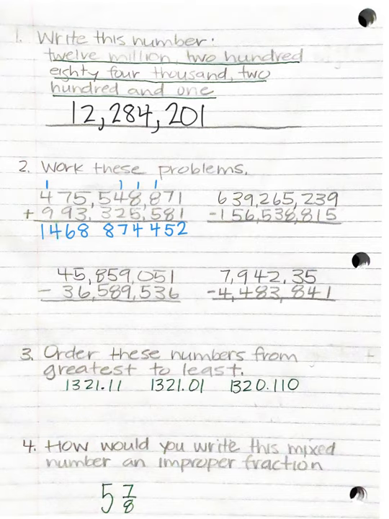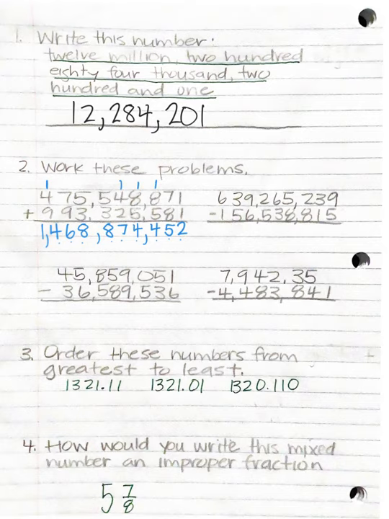I can now come and place my commas. If I didn't do it while I was adding, I know that it's going to be 3 place values in between. 1, 2, 3. 1, 2, 3. Final answer: 1,468,874,452. Let's move on to the next one, which we are subtracting, and there's going to be some regrouping here, guys.